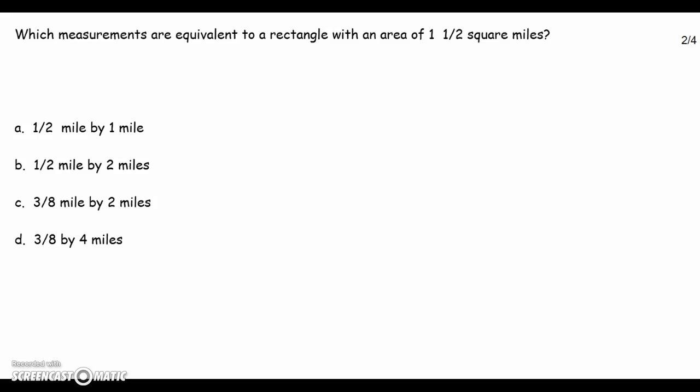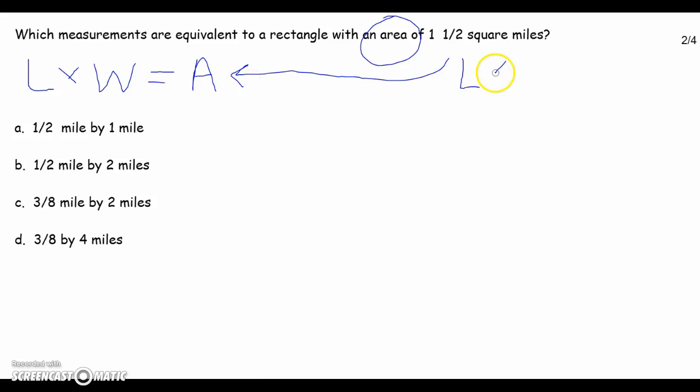Okay, so the first thing that I notice is that we're talking area on this problem, and there is a formula that we have discussed that deals with area, and that is length times width equals area. In this problem, they're actually giving you the area. So what we're trying to find out is the length and the width that when multiplied together would give us this specific area of 1.5 square miles.